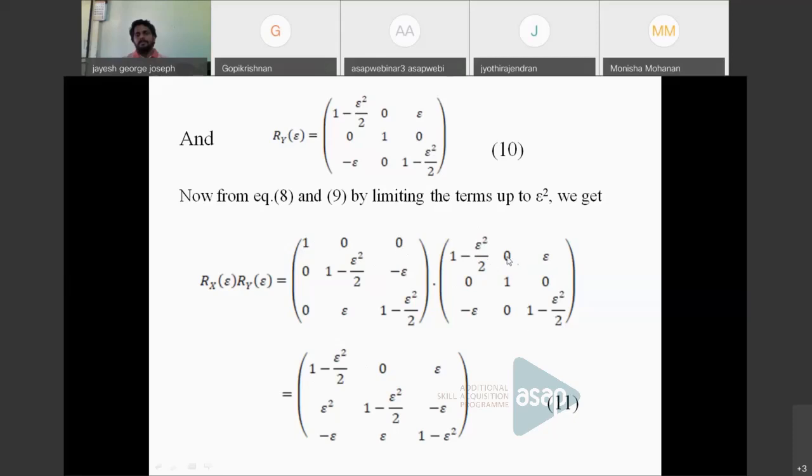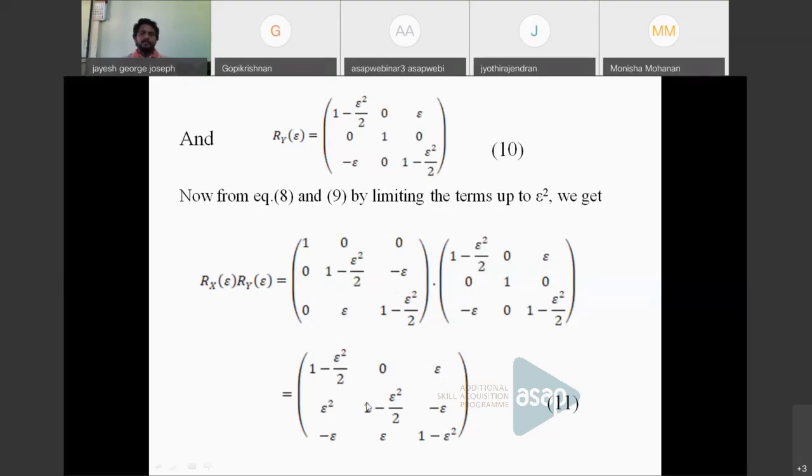Here the first element is 0, the second element is 0, and the third element is also 0. And in the third column, to determine the third element of the first row, we are again multiplying the first row by the third column. That is equal to 1 into epsilon, which is epsilon, and the other two are 0. Therefore, that element is epsilon.